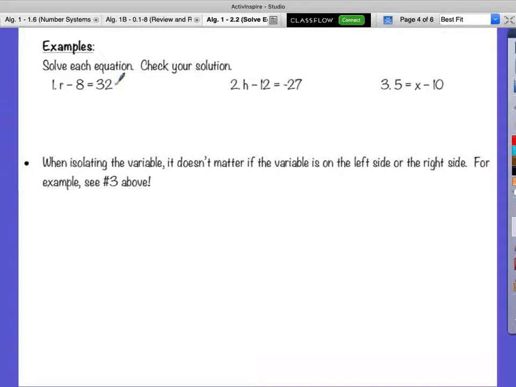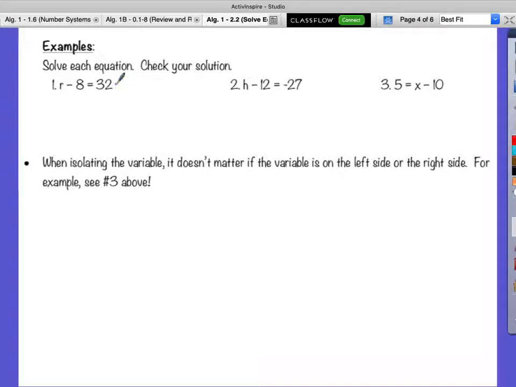We're subtracting 8. So we need to think of how to undo that to isolate. We're trying to isolate, so how do we get rid of that subtraction of 8? Ray, how do we undo that? We're going to add 8 to both sides.